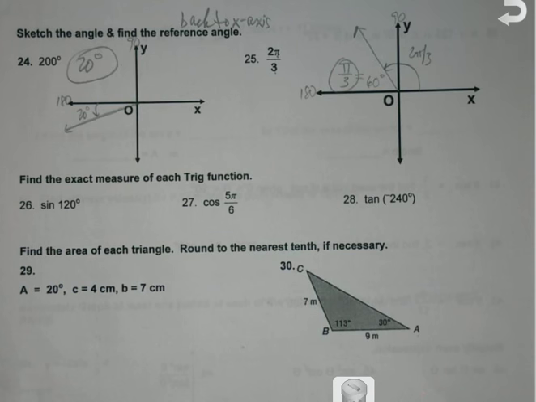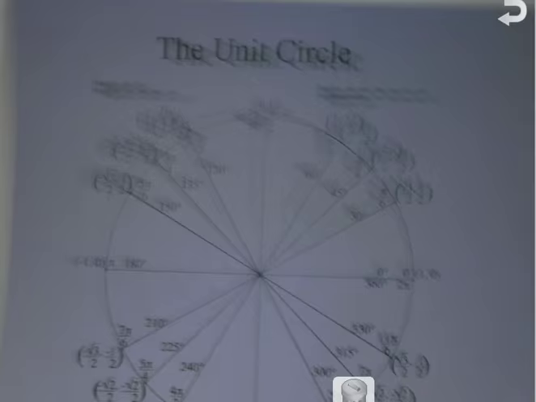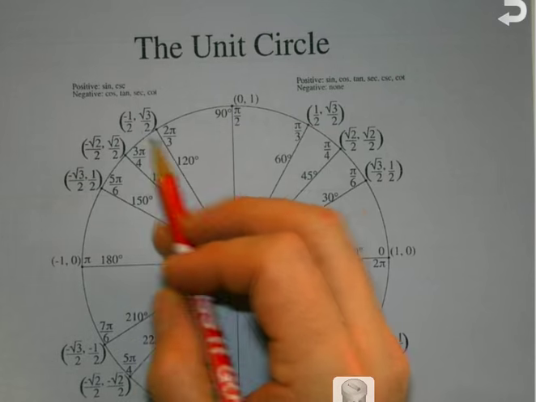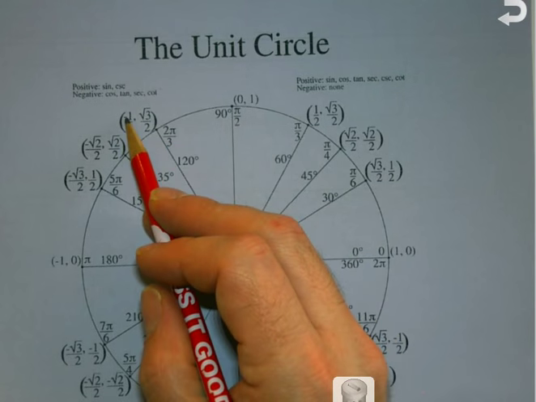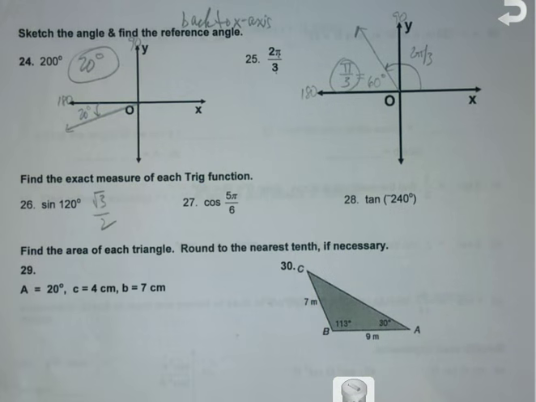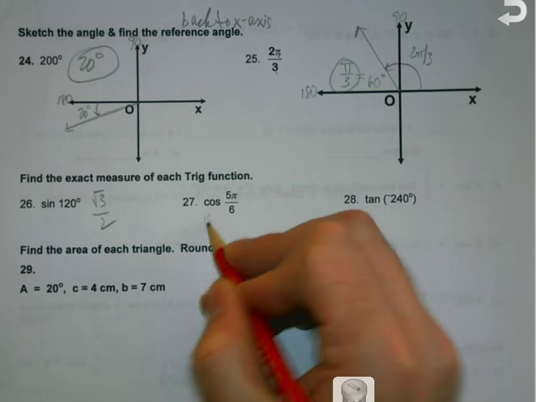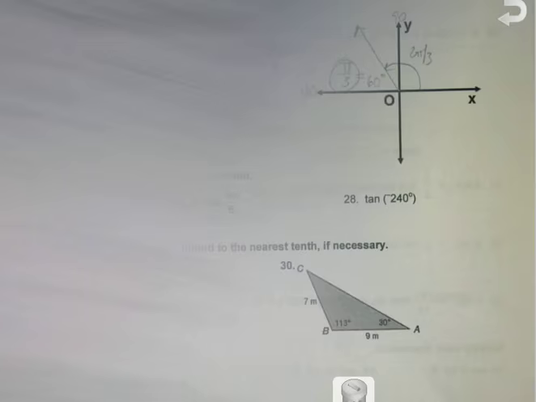Okay, find the exact measure for each trig function. Now again, as you're doing these, you might find yourself with the ability to do some things simply since you have a sheet like this. So if you're looking for the sine of 120, remember, just keep them straight. Cosine, sine, square root of 3 over 2. Exact means no decimals. Okay, cosine, 5 times 180 is 900 divided by 6, would be like the cosine of 150. Negative square root of 3 over 2.